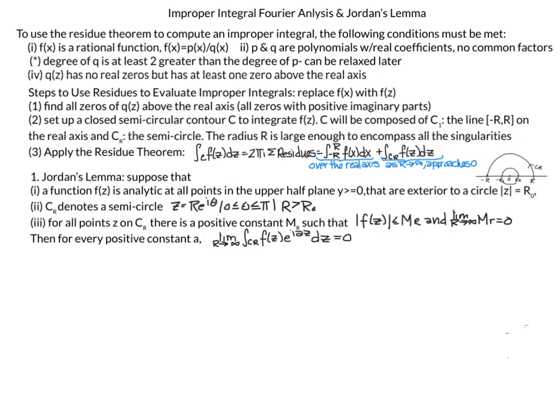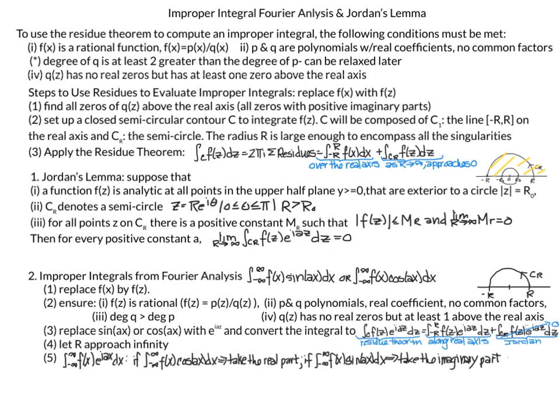The next thing we looked at was Jordan's lemma, which says if f of z is analytic at all points in the upper half plane that are exterior to a circle, in other words, this yellow portion, and if c sub r denotes a semicircle where r is greater than r naught, and for all points on c sub r there's a positive constant m sub r such that m sub r is greater than the modulus of f of z, and the limit as r approaches infinity of m sub r is equal to 0, then we know that for every positive constant a, which is over here in the exponent of e, the limit as r approaches infinity of the integral over c sub r, this upper semicircle, of f of z times e to the iaz dz is equal to 0.